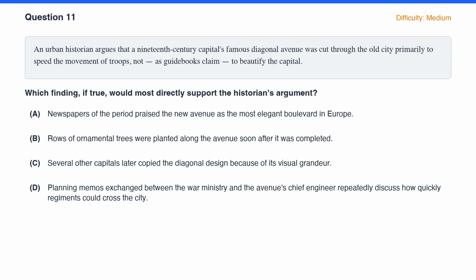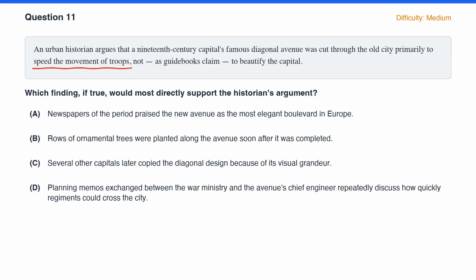Our urban historian makes a bold claim that the Grand Diagonal Avenue was carved through the city to speed the movement of troops, not to beautify it. So we need the one finding that most directly backs the military motive. Keep that contrast in mind.